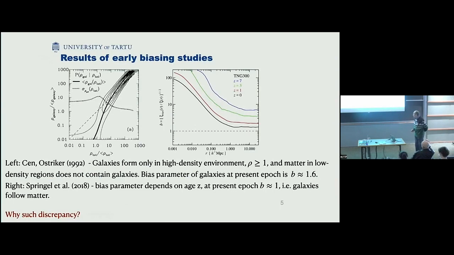It was clear already quite early. Ostriker and Cen in 92 showed that here is a total density and galaxy density. In low density regions, galaxies cannot form. And roughly they estimated a bias value of 1 point something using correlations. And recent data by Springel, using simulations, show the dependence of bias on time, different epochs, and we see that at the present epoch it is very close to 1. That means galaxies follow matter. And the question is why such a large discrepancy?